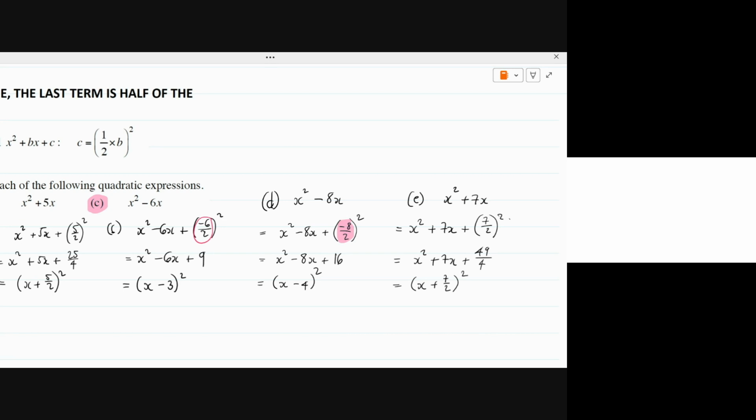All right. I just want to make sure: are we all still okay here? Is everybody okay with how to complete the square? Yes? Are we okay with everything that was just shown?